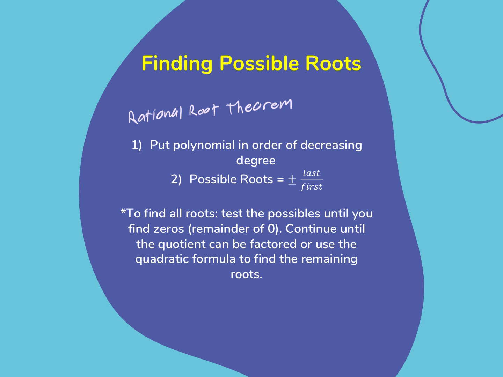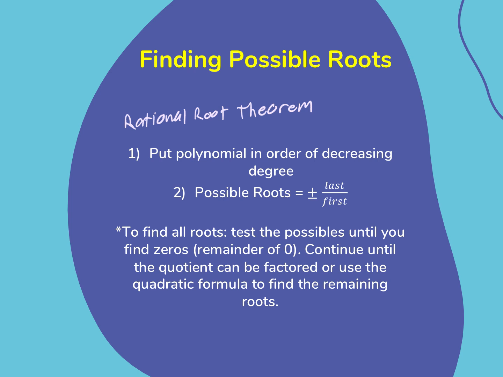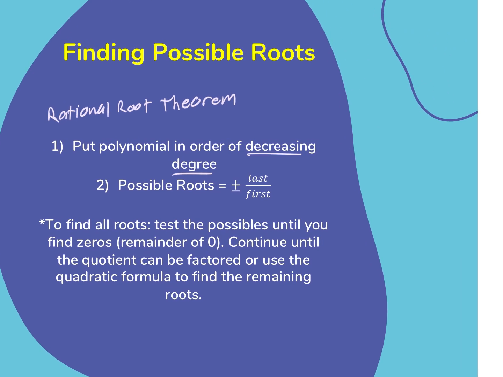So anything that can be written as a fraction, right? To do so, we're going to put the polynomial in a descending order, right? So this is in standard form, right? So decreasing degree, start from the highest, end in the lowest, right? Possible roots, any of your possible roots are going to be plus or minus the factors of the last.